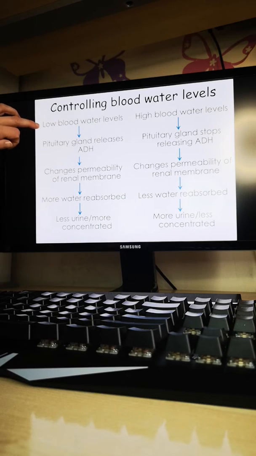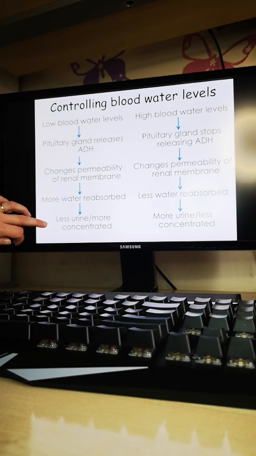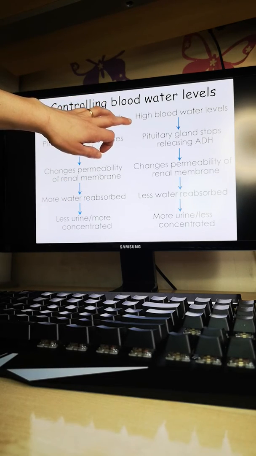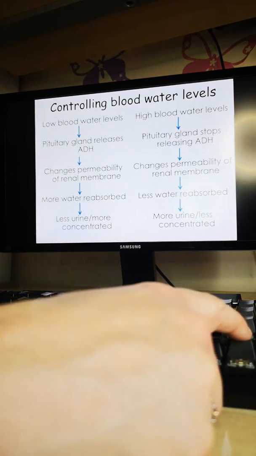So low blood water levels, so that would mean that we've got a low water potential. Pituitary gland releases ADH, makes the membrane more permeable. Okay, so that's the membrane, the collecting duct of the distal convoluted tubule. More water is reabsorbed, and you get less urine and more concentrated urine. Of course, that straight away will cause the water levels of the blood to rise, so you'll get a higher water potential of the blood.